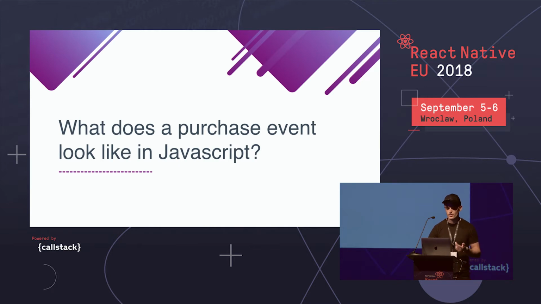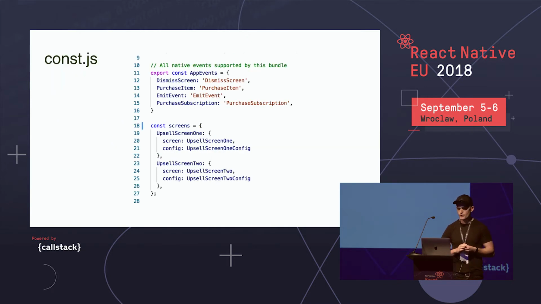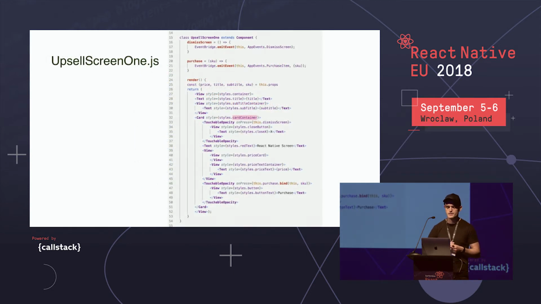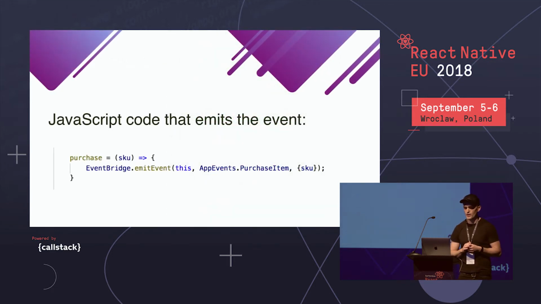So what does a purchase event look like in JavaScript? In the GitHub repository that I linked earlier, there is an object with a series of strings in it. Dismiss screen and purchase item are the two that we're going to be focusing on. The actual screen that gets displayed looks just like a normal React Native component. If we zoom into the actual purchase function, we'll see here that we're using EventBridge. EventBridge is provided by React Native EventBridge, and we're passing it a string and an optional dictionary that contains any data that we want to pass over the bridge.